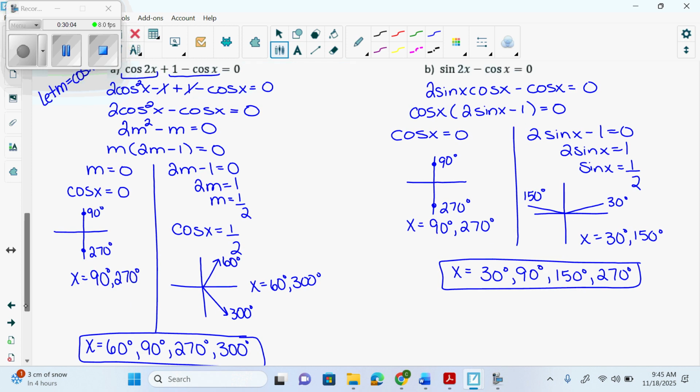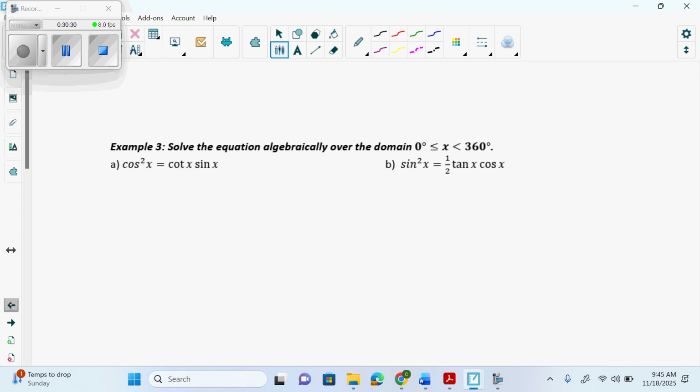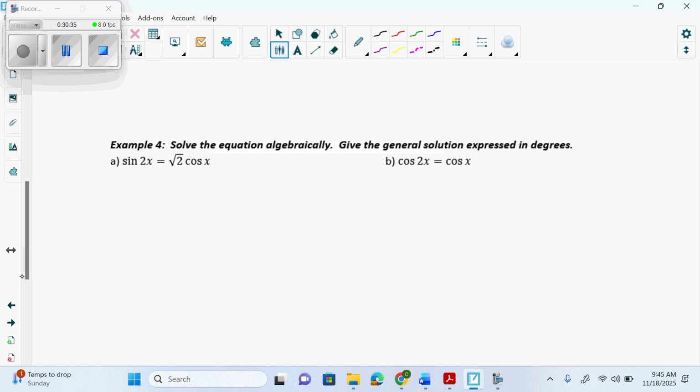Okay, then we're going to flip over to example 3. Actually, I want to do example 4 first. And do example 4 from, we'll say, 0 to 360 degrees for now. Then we'll come back to 3. I know this one says general solution. For right now, I just want you to do from 0 to 360. And we'll talk about general solution. So you're doing A and B.